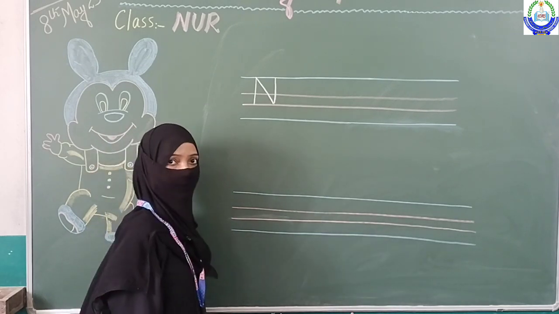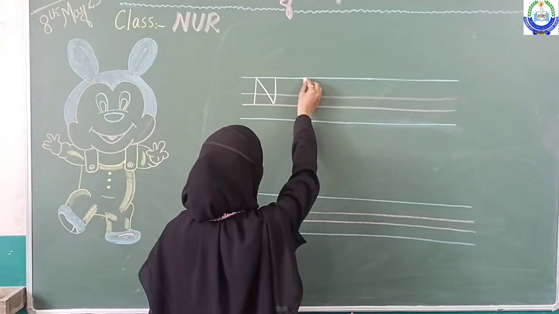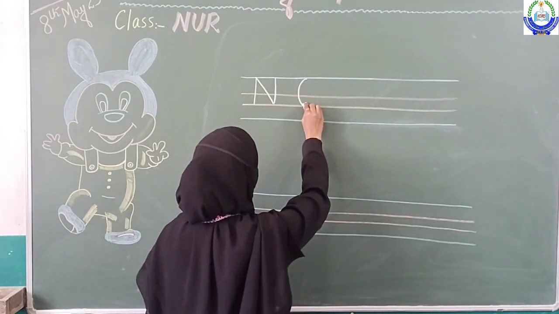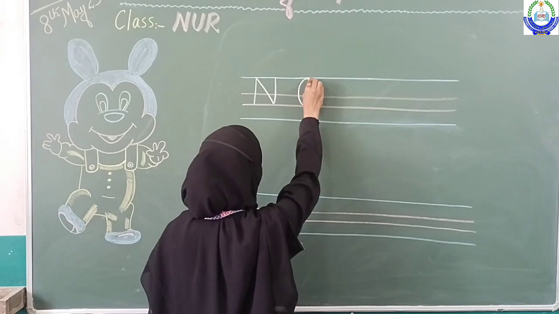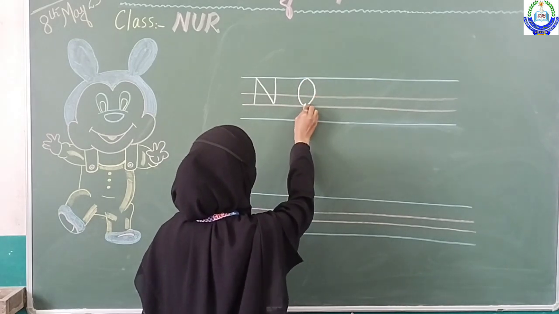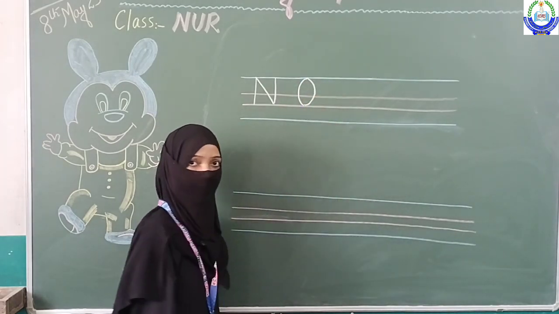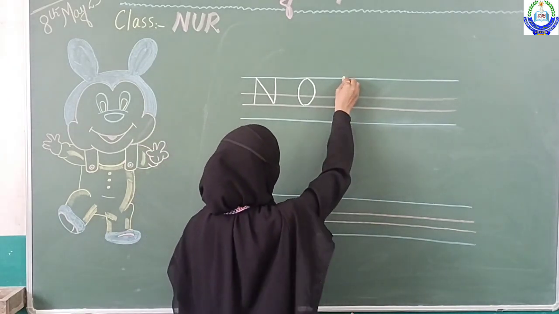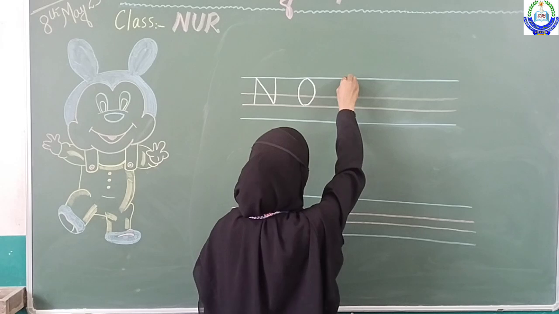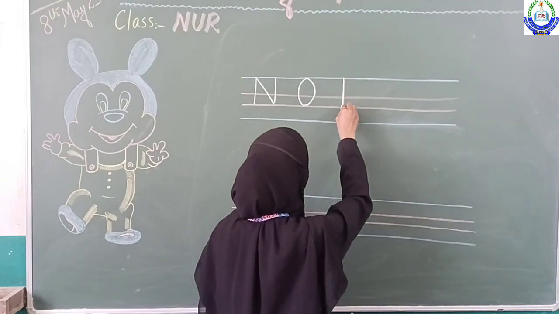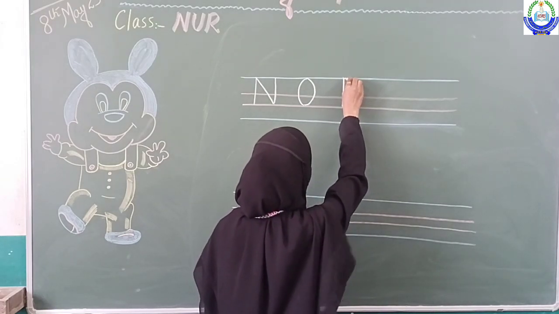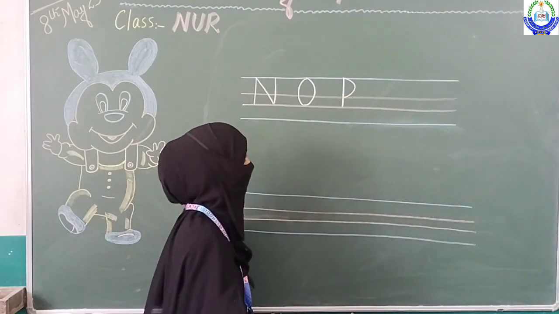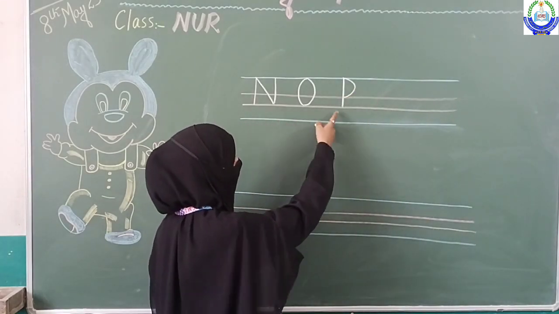Now after N, what's the O? O means a half curve from the left side and a half curve from the right side. This means O. Okay? After O, what comes? P. For P, you have to draw a standing line and then a half curve. This makes P. N, O, P.